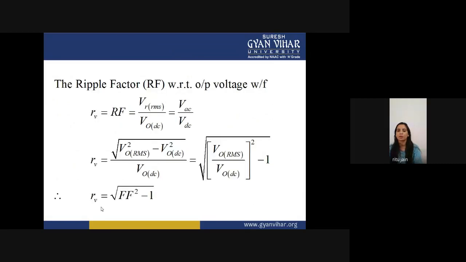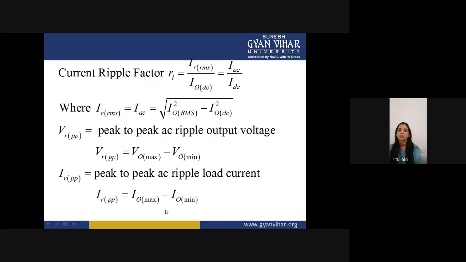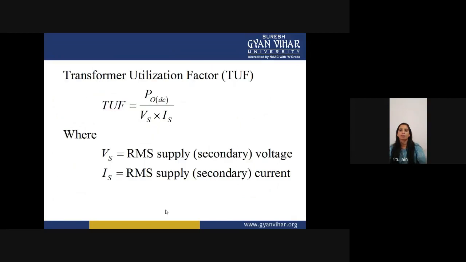Next one is your ripple factor. So the formula for ripple factor, if anyone asks you to write it in terms of form factor: ripple factor RF is equal to root of FF square minus 1, and this is your peak-to-peak AC ripple load current. So peak-to-peak AC ripple load current is equal to I_RPP is equal to I naught max minus.